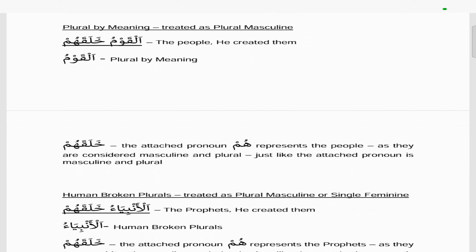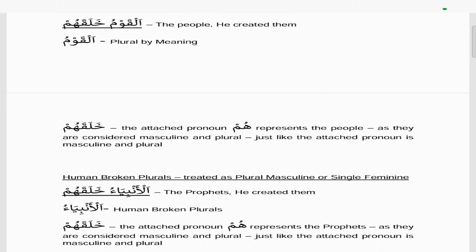So for example, al-qawmu khalaqahum, the people, he created them. This is what it means. And we mentioned before that al-qawmu, even though in English that's considered singular, like one group of people, in Arabic you're talking about a group of people, so even if it's a single group of people, it's still considered plural, and that's what plural by meaning means. So al-qawmu khalaqahum. So al-qawmu is plural by meaning, and khalaqahum means he created them. The attached pronoun hum represents the people, al-qawmu, as they are considered masculine and plural, just like the attached pronoun hum is considered masculine and plural.